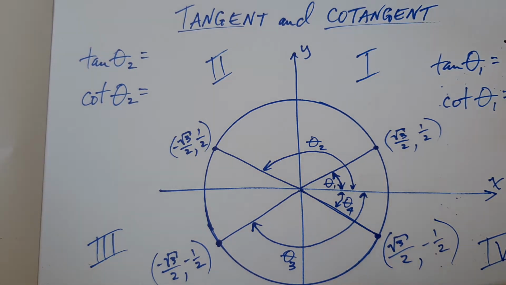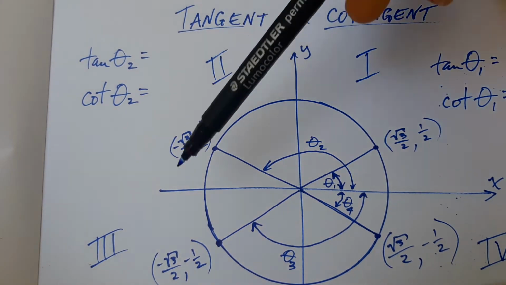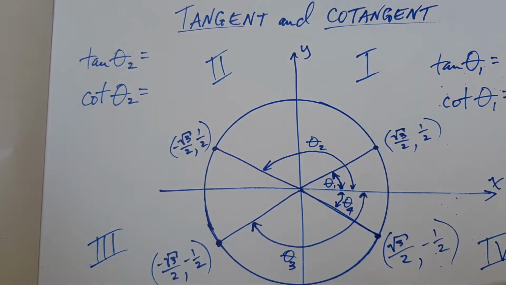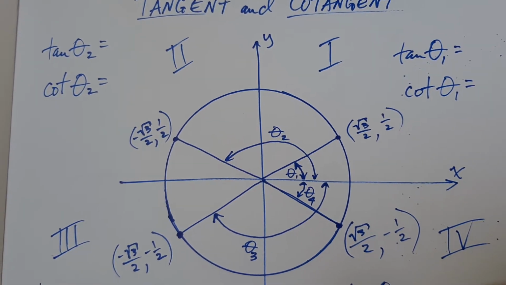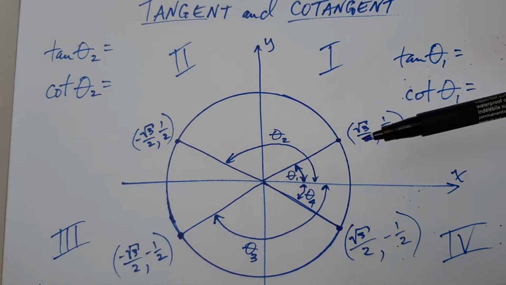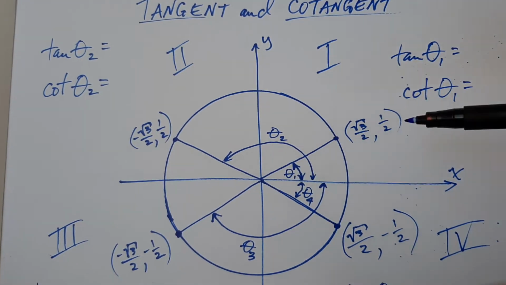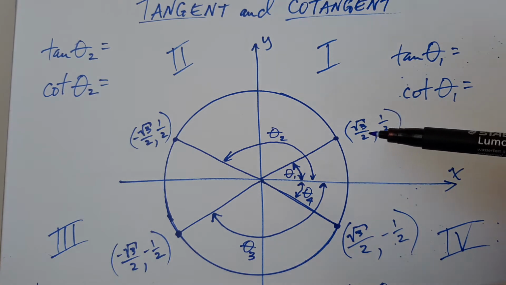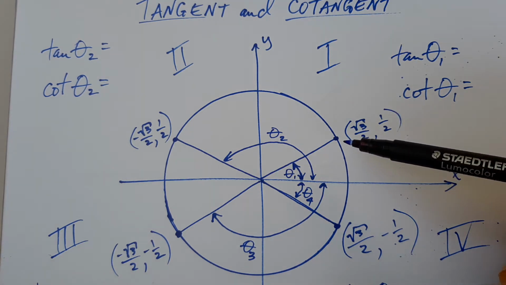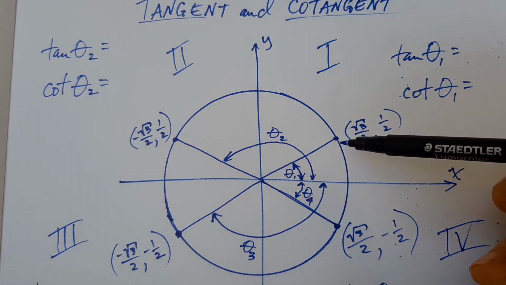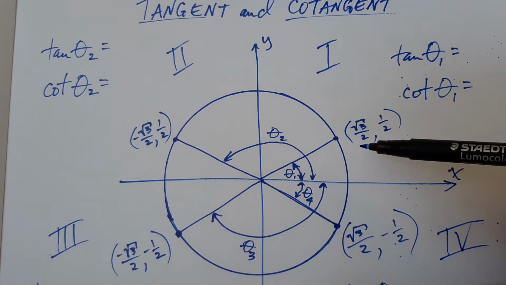So we're just going to concentrate first on tangent and cotangent in the four quadrants of the coordinate plane. I would like for you to pause this video and write down theta 1 here. Now what is theta 1? Do you recognize this special right triangle? Maybe it pops right out to you, maybe it doesn't.